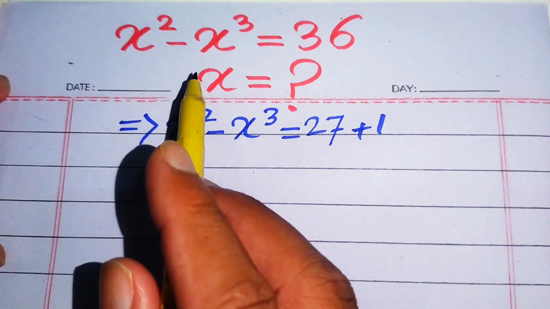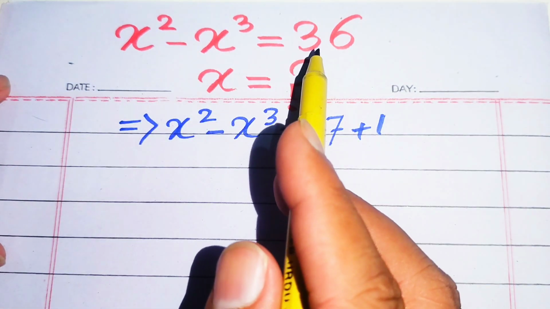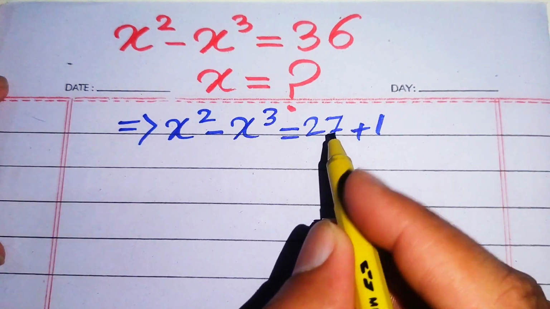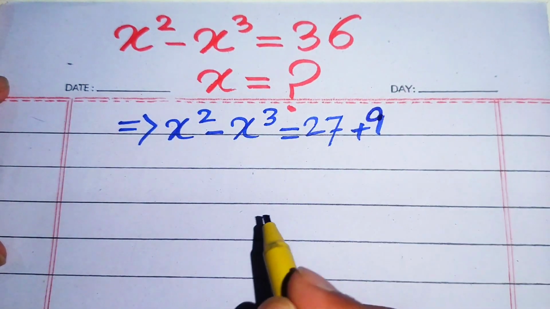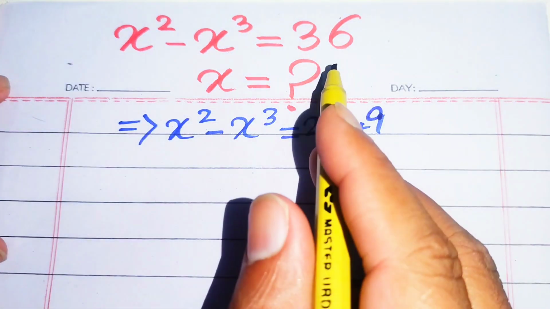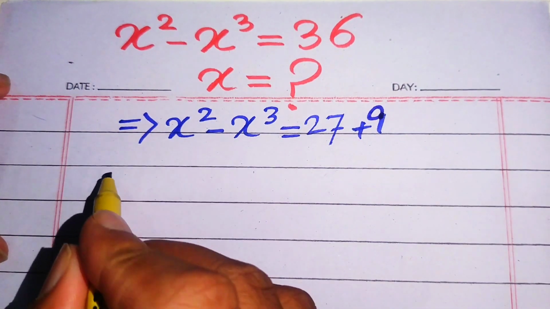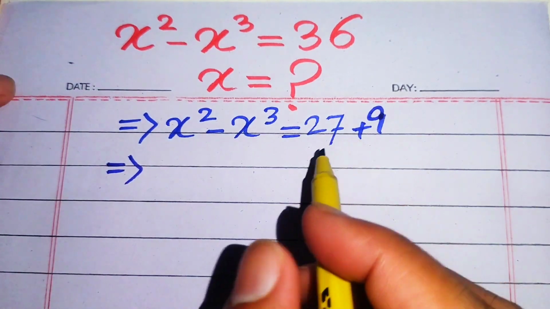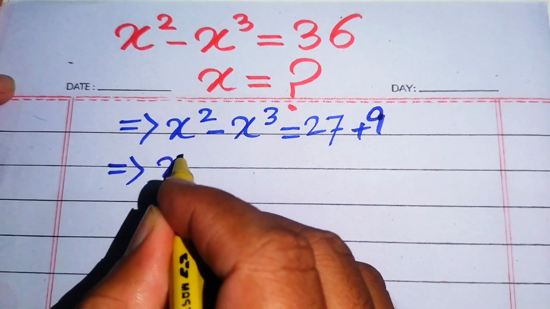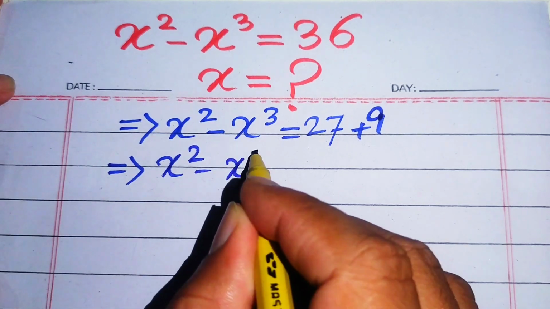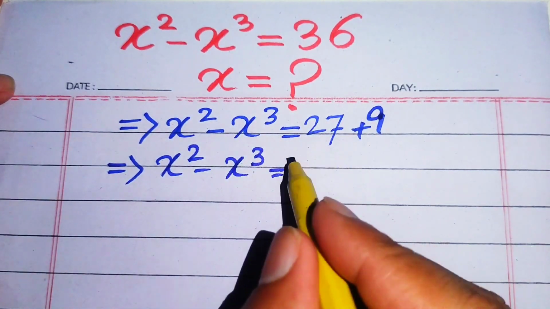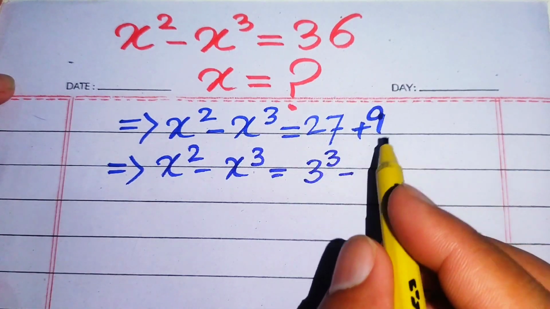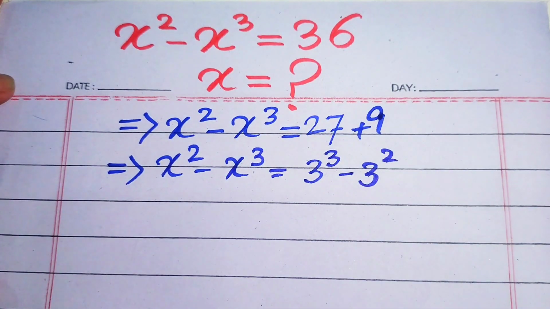So the very first step we are going to do is focus on the right hand side, and we break it in this way and write it as 27 plus 9. We know that 27 plus 9 becomes 36, and after that we make the numbers 27 and 9 in exponential form, and we write x squared minus x cubed equals, here we write 27 as 3 cubed and 9 as 3 squared.